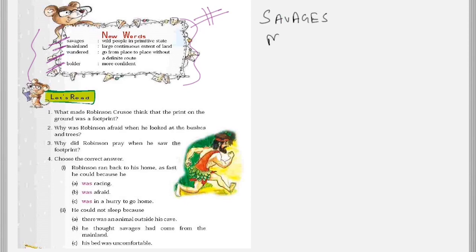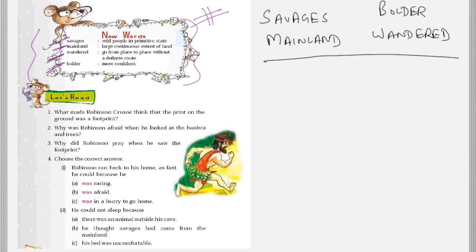Savages, mainland, boulder, as well as wandered. So I hope these words and their meaning are clear to you. Then let's read. What made Robinson Crusoe think that the print on the ground was a footprint?